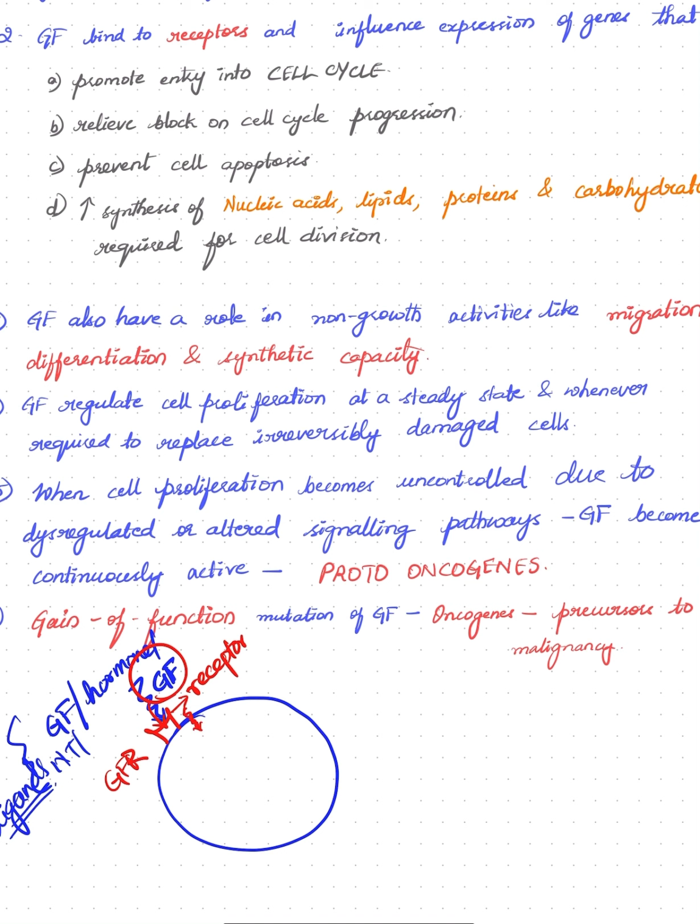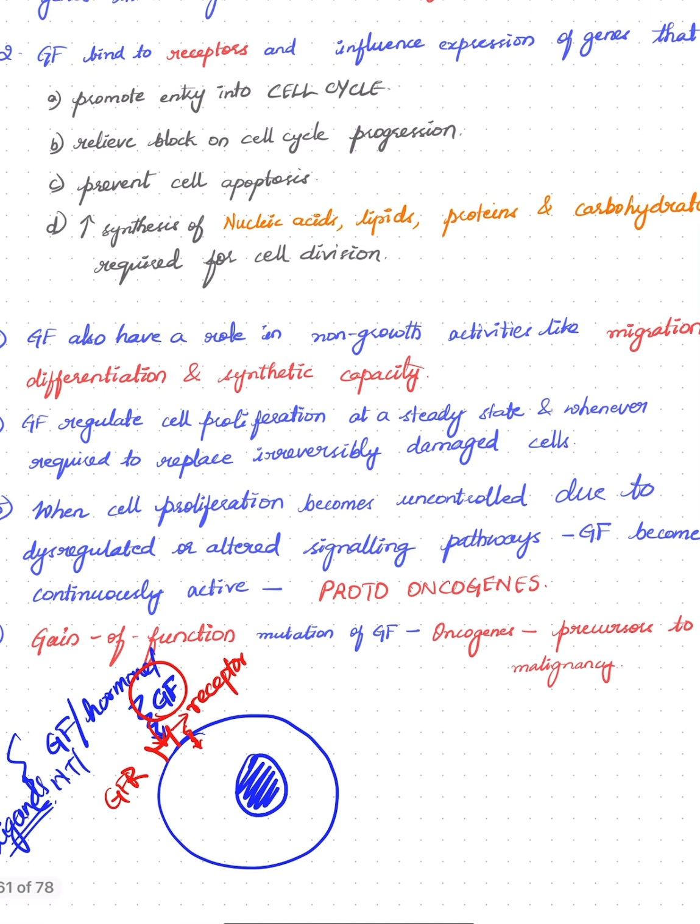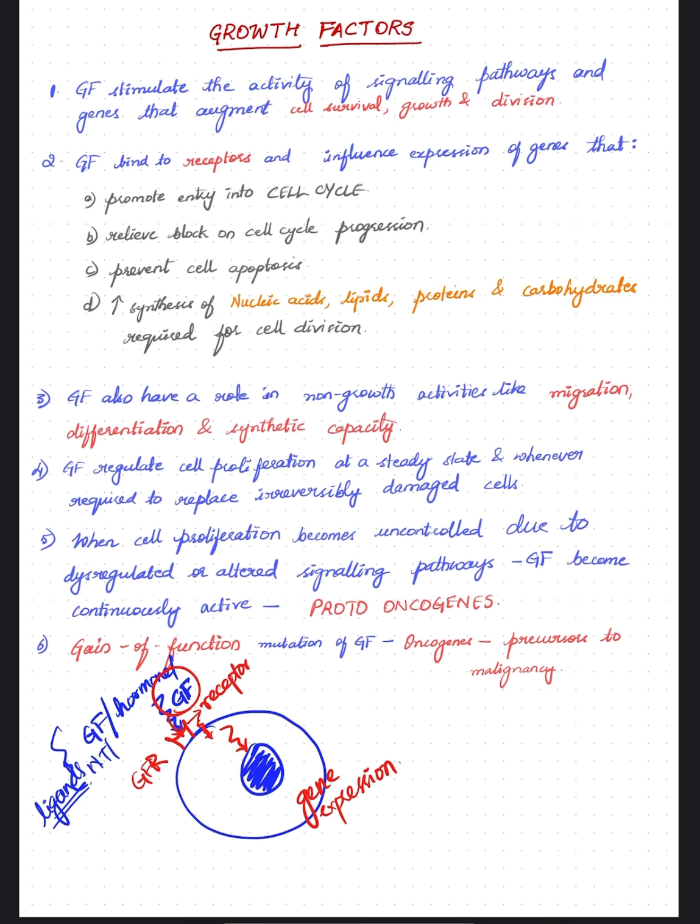The cell receives this signal and it has to transmit it to the nucleus. This signal will be transferred to the nucleus where DNA synthesis occurs, mRNA transcription, and gene expression. Ultimately gene expression is done. This is how the cell receives a signal from the outside and transfers it to the nucleus where the gene expression is done. So, firstly, growth factors stimulate the activity of signaling pathways.